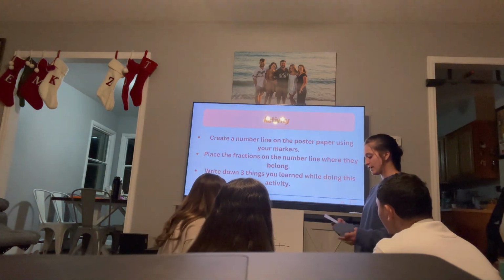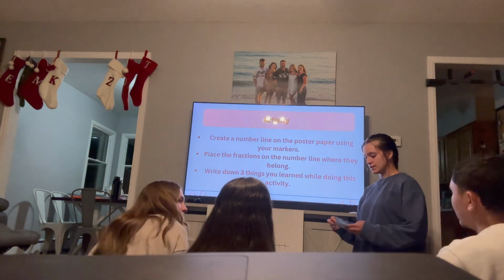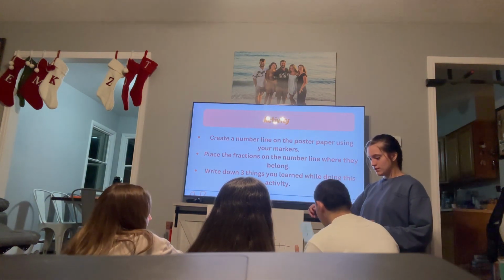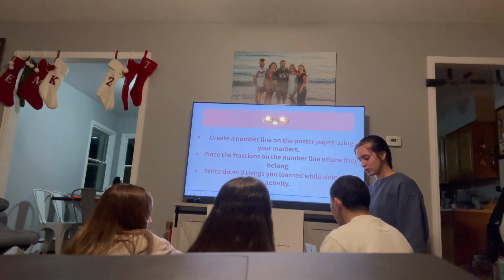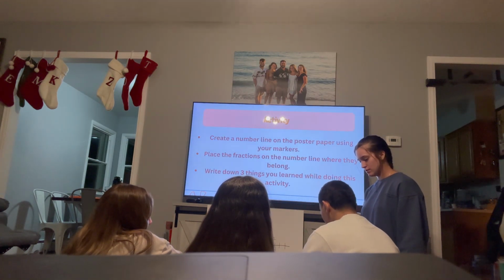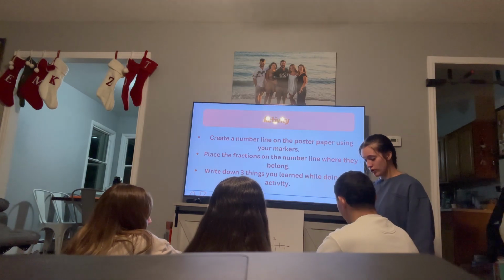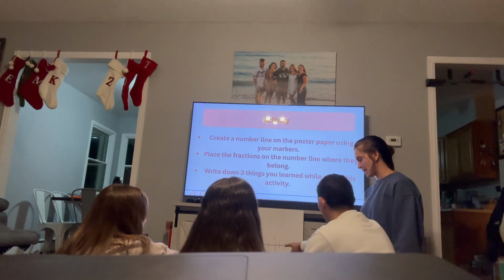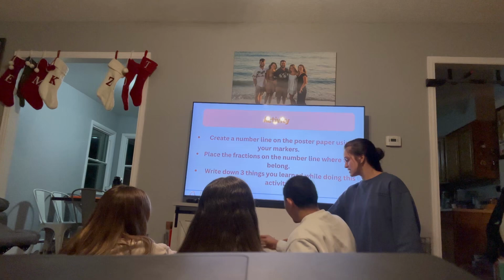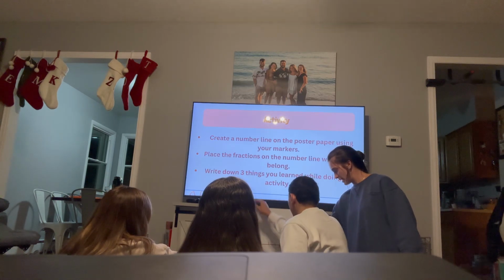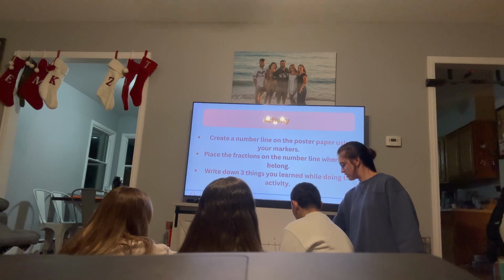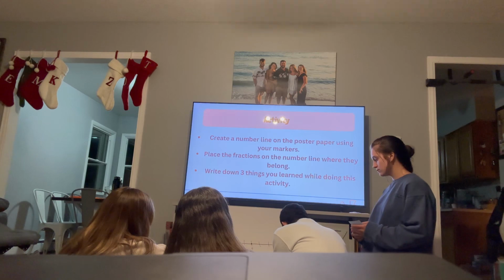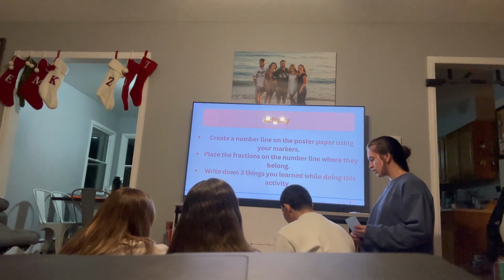Good. Now, Brian, this is a tricky one. 9 over 7. Oh, great. What do you notice that's different about that fraction? The numerator is bigger than the denominator. So what does that mean? We have to go past 1. Yes. So if this is 7, what would that be? That would be 8, and then 9. Good. Good job.